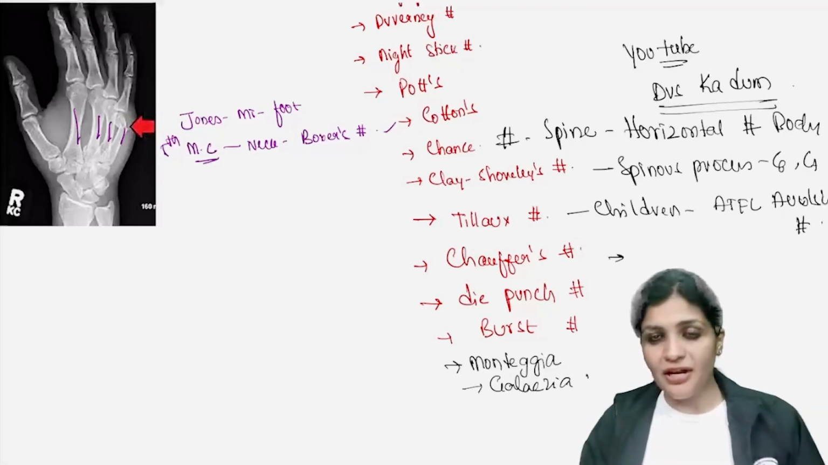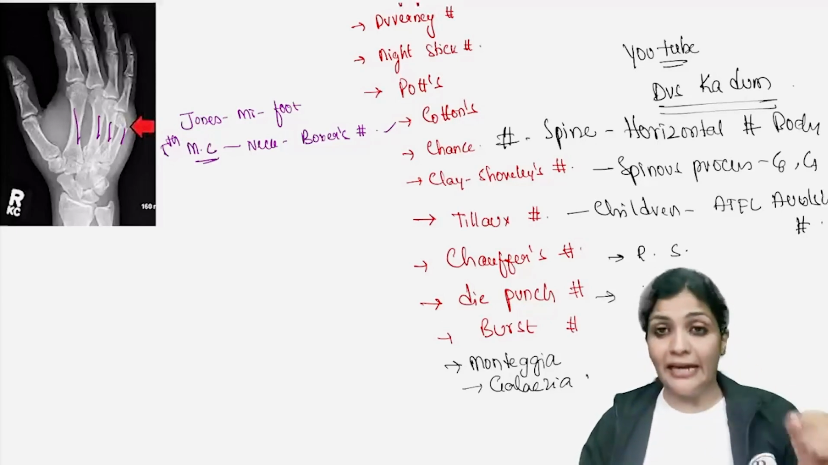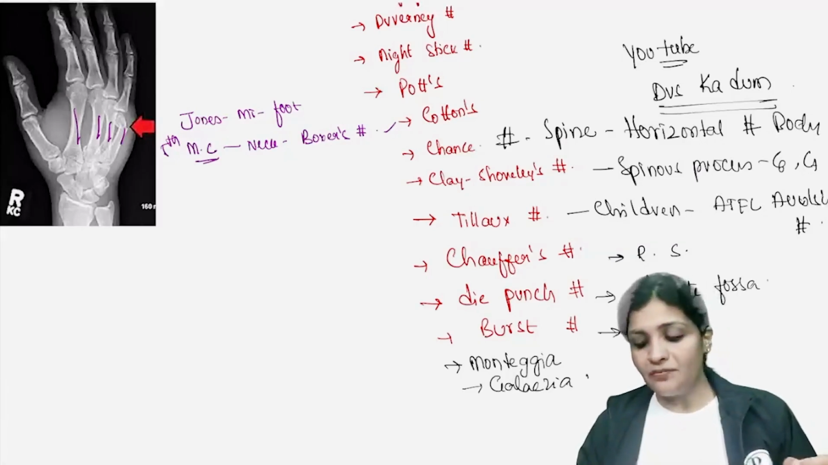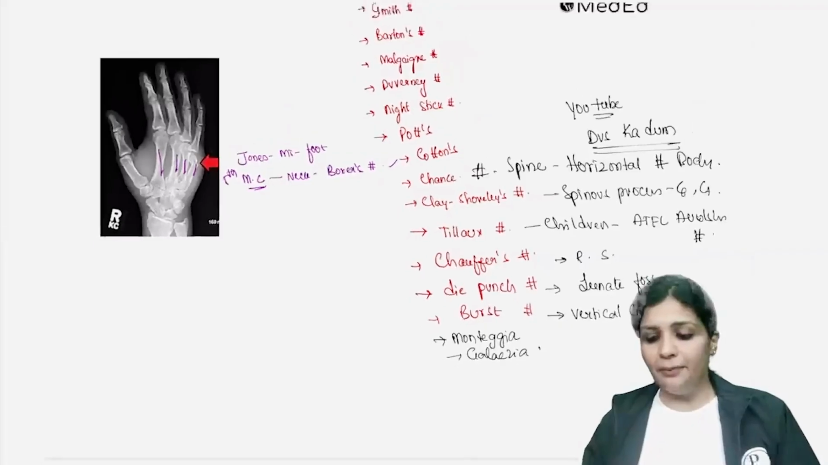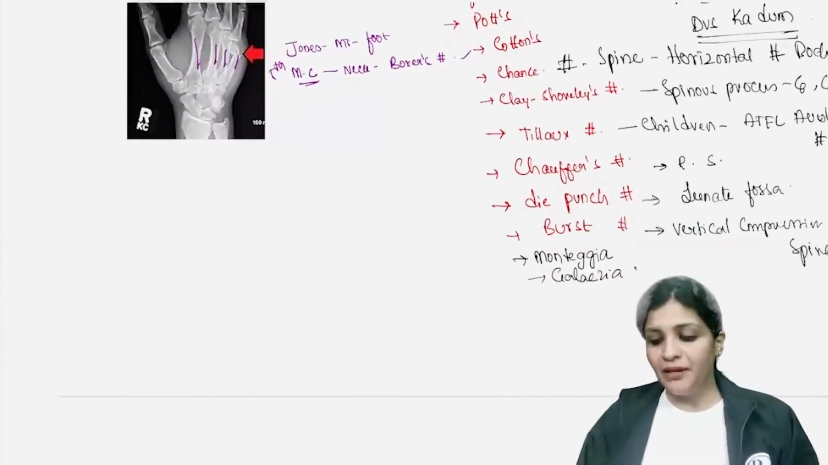And what is Chauffeur's fracture? Radial styloid fracture is your Chauffeur's. Die-punch fracture is again a distal radius fracture. Whenever you see involvement of the lunate fossa, it is a die-punch fracture. Burst fracture is a vertical compression fracture of the spine where the body is completely burst, like it opens up. That is your burst fracture, seen again in the spine. Then Monteggia and Galeazzi, very, very important.